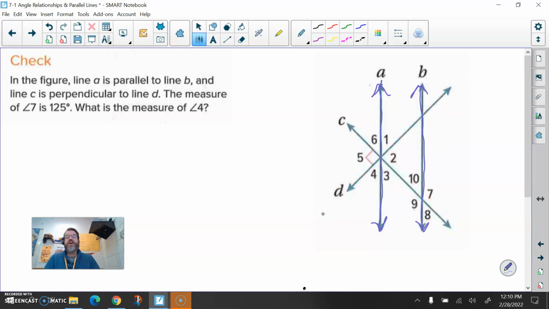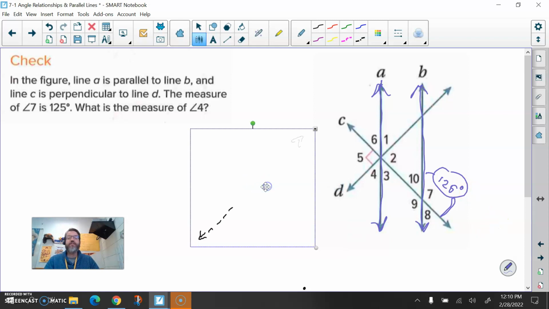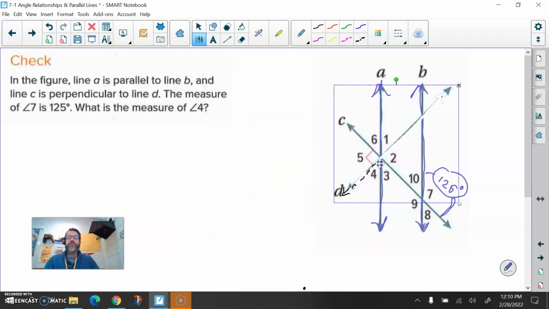The measure of angle 7 is 125 degrees. So we have a 125 degree angle right here. Angle 7. That's 125 degrees. What is the measure of angle 4? Well, again, there is more than one way to do this problem. Okay, so I'm going to show you one way to do it. Just know there are other ways to do it, okay? So I've already done this in advance here.